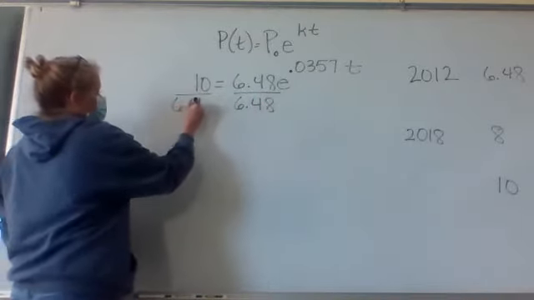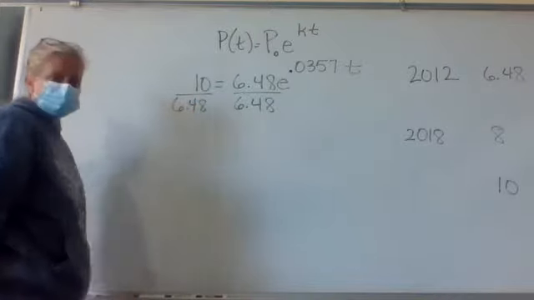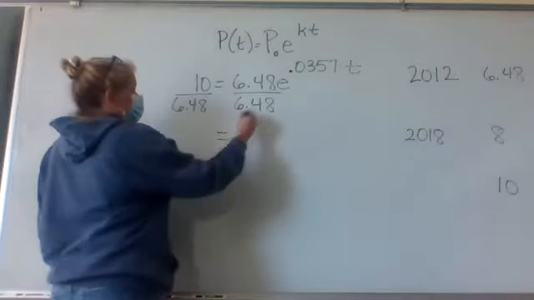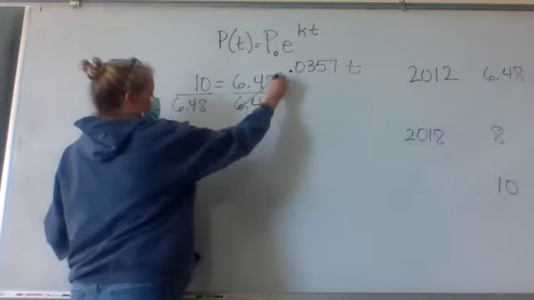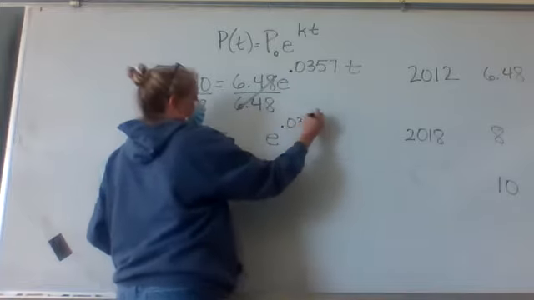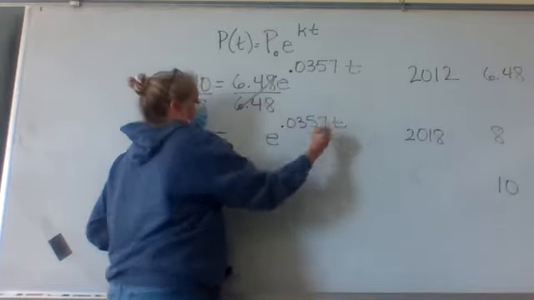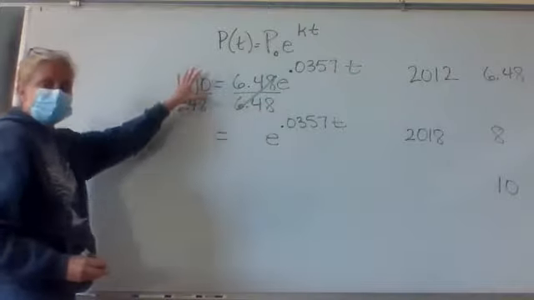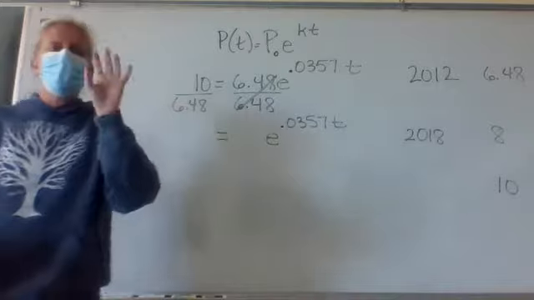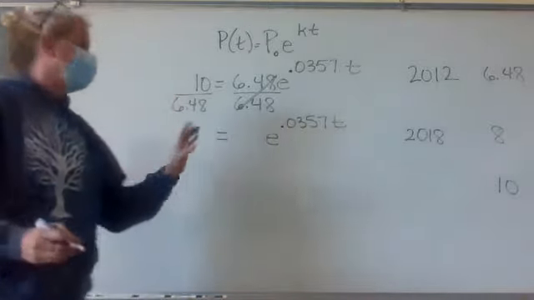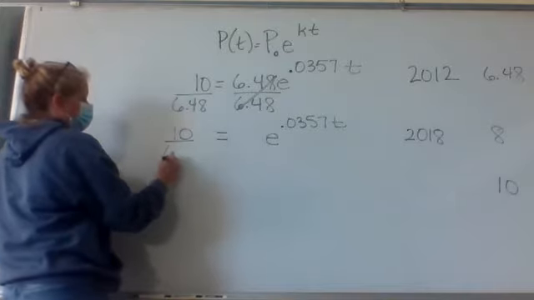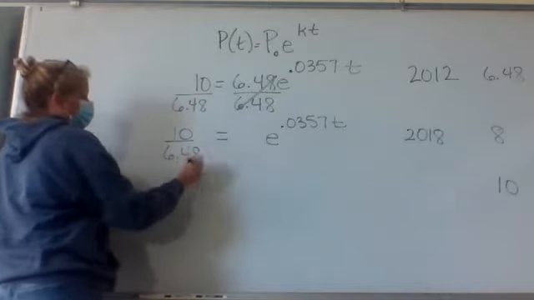Hang with me. So the 6.48s are canceled here. I still have E to the 0.0357T. Over here, just leave it just like this. Okay, I'm going to show you in a minute. We can just work the whole thing out here in a little bit in our calculator. So just leave this fraction just like it is, 10 over 6.48.